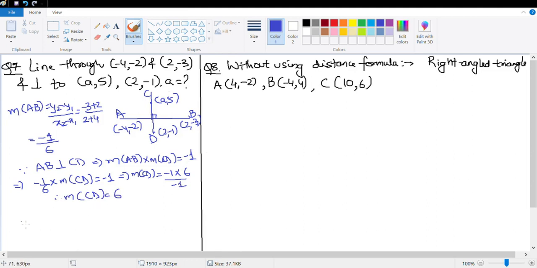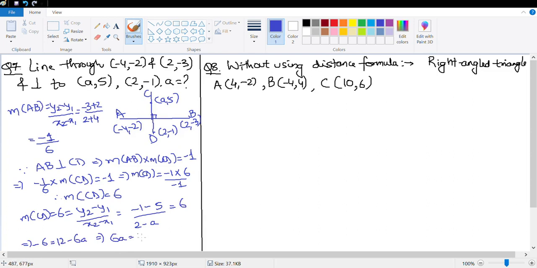Now the slope of CD, which is equal to 6, can be calculated using the formula y2 minus y1 upon x2 minus x1. For CD, y2 is -1, y1 is 5, x2 is 2 minus x1 is A, and this is equal to 6. Let's cross multiply. Negative 6 is equal to 12 minus 6A. Let's take 6A on the other side. So 6A is equal to 12 plus 6, which means 6A is equal to 18. Therefore, A is equal to 3.